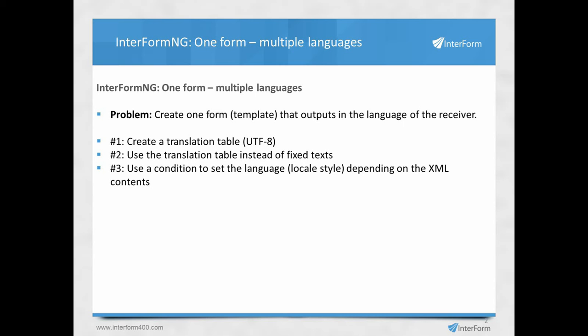In order to get there, you need to do 3 steps. First of all, we need to create a translation table. We need to use the translation table in our design instead of fixed text. And then we need to use a condition to set the language or locale style element depending on the contents of the input XML file. And I'll show you a small example of how it's done.